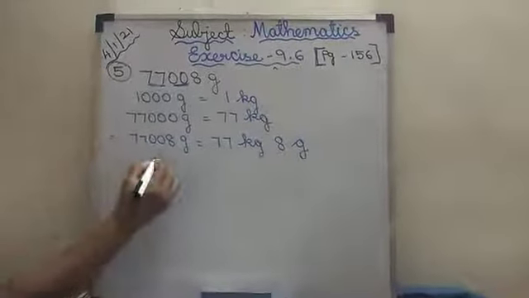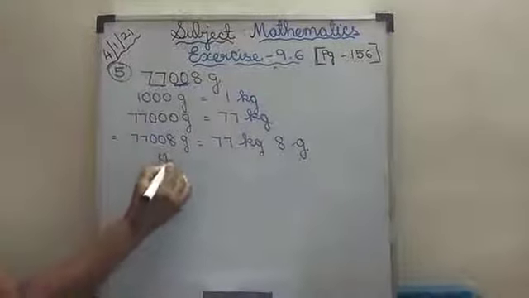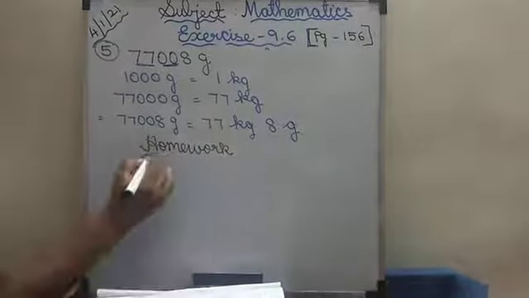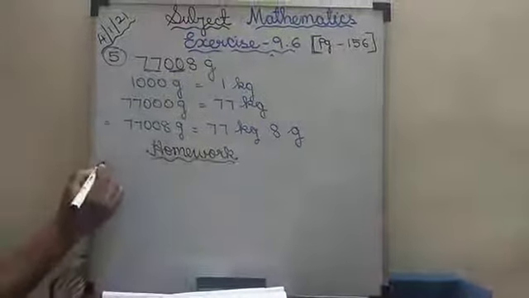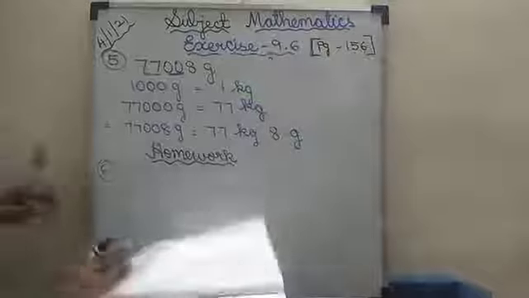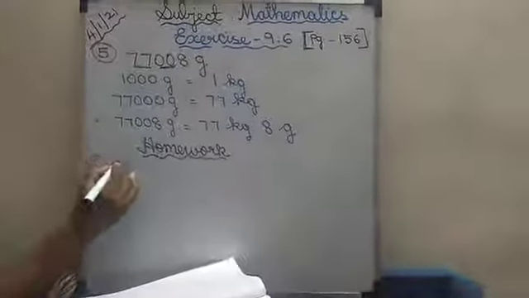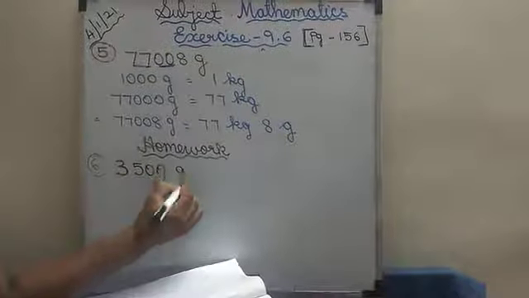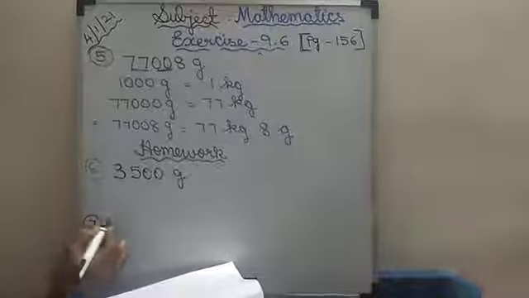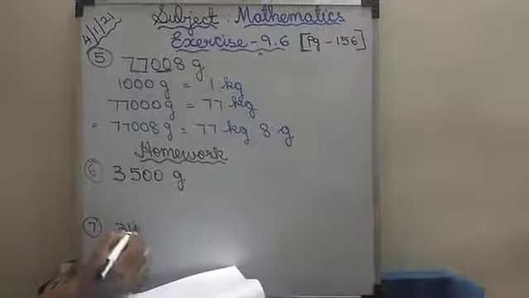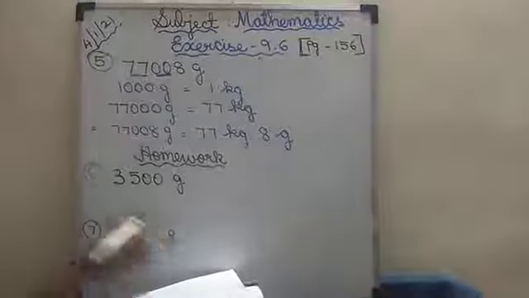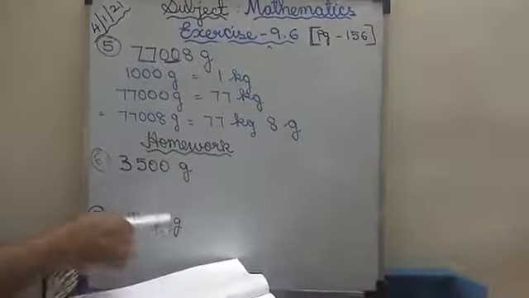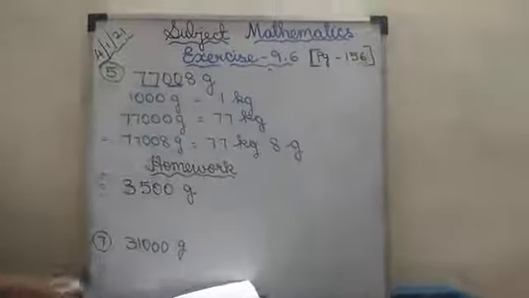Okay, now I'll write two sums for homework. So totally how many sums? 4 sums. The sixth sum is 3,500 gram. And then the seventh sum is 31,000 gram. 3,500 gram and 31,000 gram. So 2 sums. Okay, children.